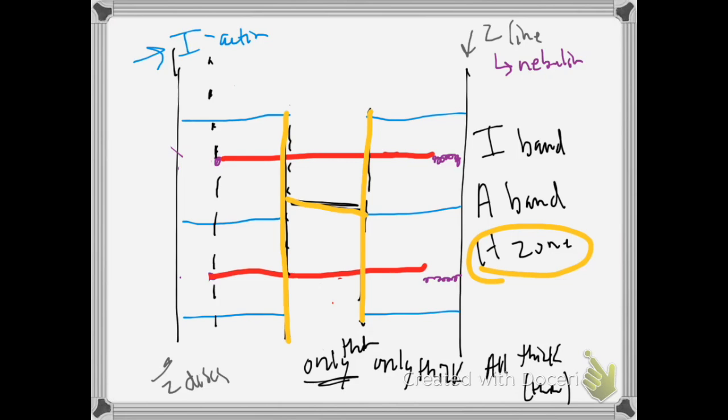Let's do a different color. Let's do this green. If I'm going to do all my thick, then I need to go from here, the end of my thick, and I need to go over here, which is the end of my thick. This is called your A band.